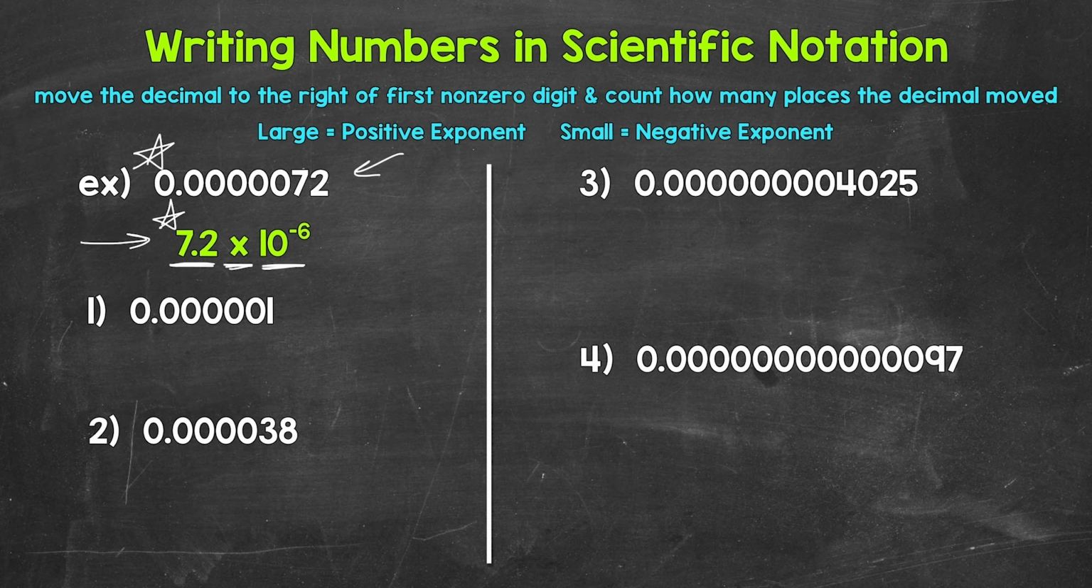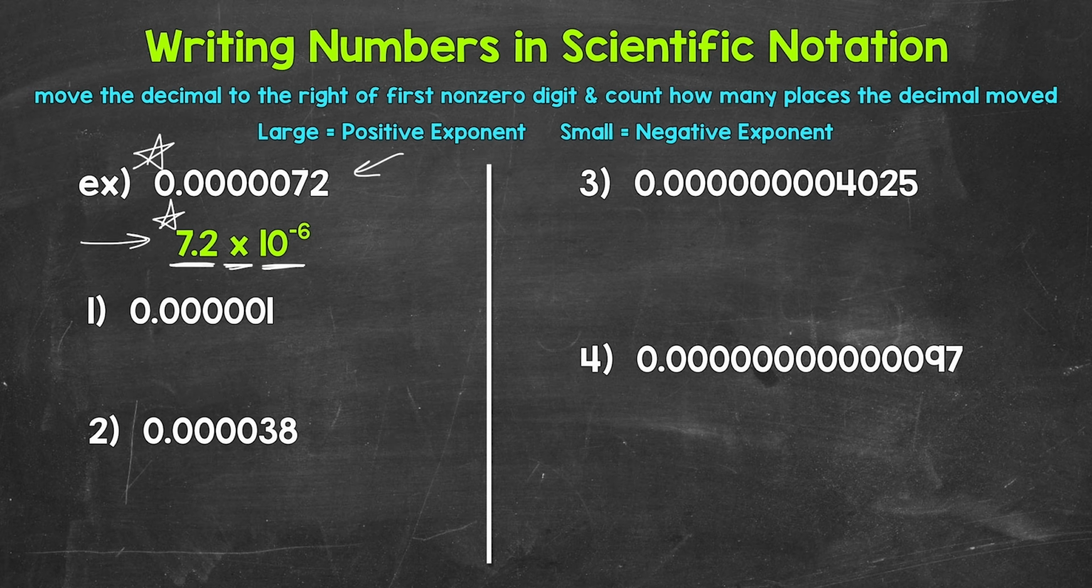Well, let's jump into our examples, starting with number 1. Now this is going to be very similar to when we write large numbers in scientific notation. We move the decimal to the right of the first non-zero digit, so anything 1 through 9, and we count how many places the decimal moved. That will give us what we need to write something in scientific notation. With small numbers, though, we will move the decimal to the right and use negative exponents, which we will talk about here shortly. So those two things do differ from when we have large numbers.